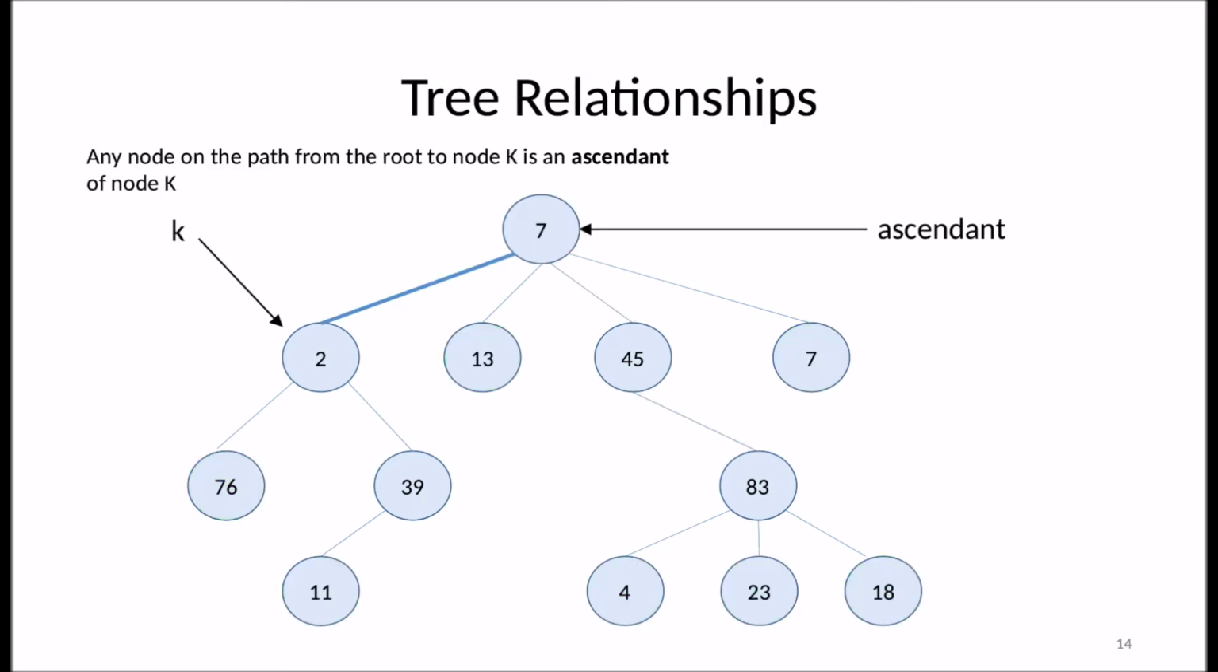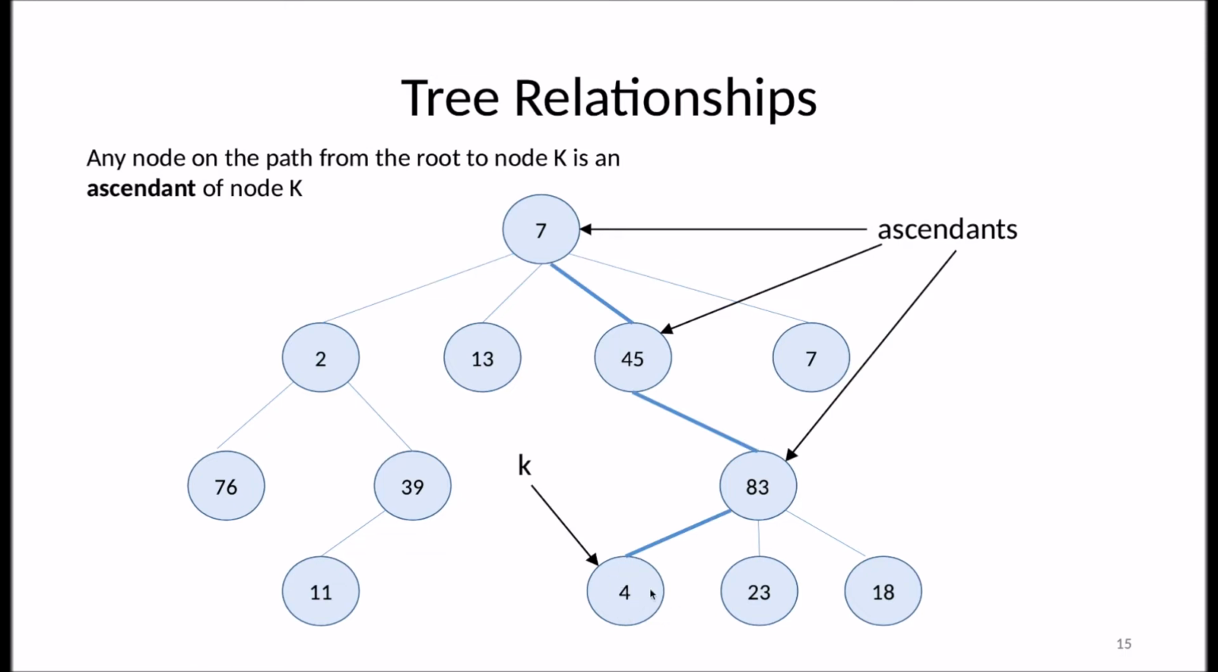Then, in terms of relationships, we also have ascendants. For any given node k, its ascendants are the nodes on the path from the root node to that particular node k. So consider node 2, for example. Any nodes from the root node down to node 2 will be its ascendants. So node 2 has a single ascendant, which is node 7.